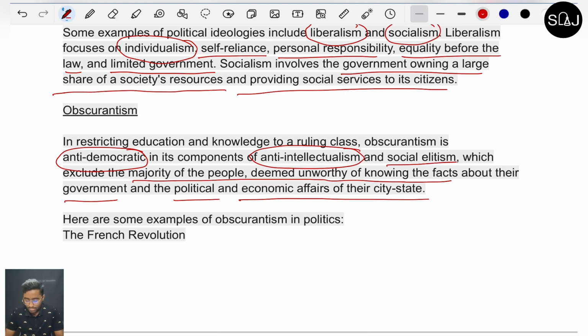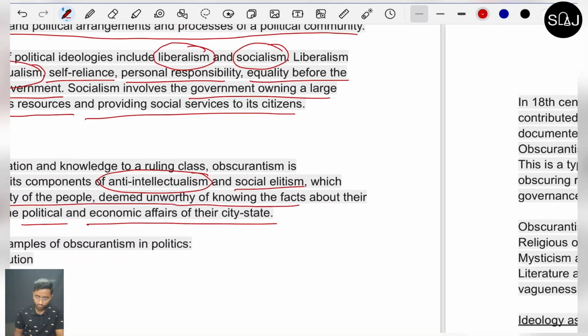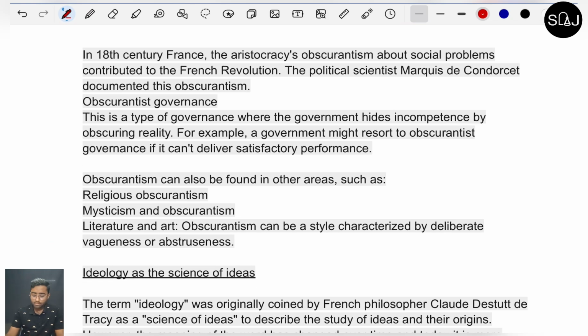Here are some examples of obscurantism in politics. Now, the very first is the French Revolution. In 18th century France, the aristocracy's obscurantism about social problems contributed to the French Revolution. The political scientist Marcus de Condorcet documented this obscurantism.